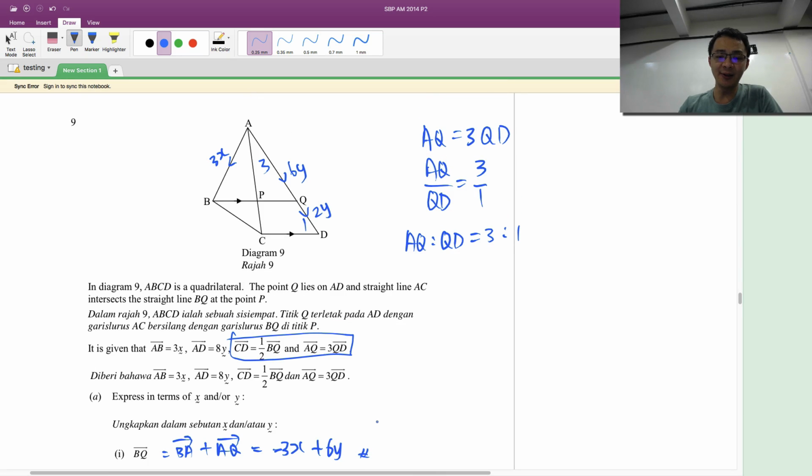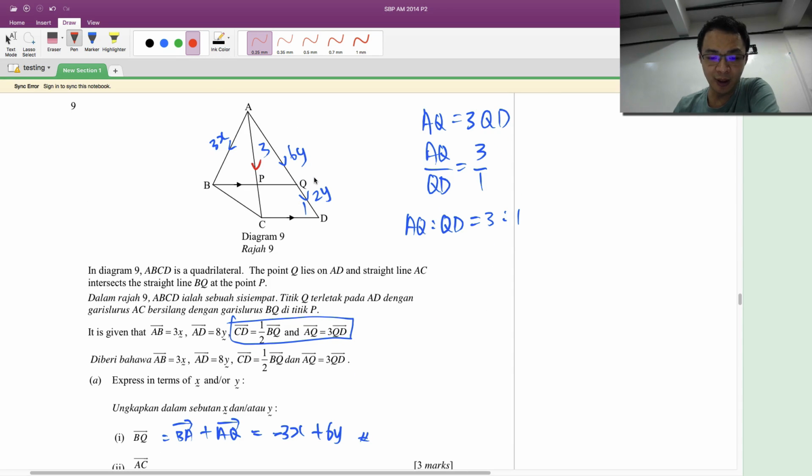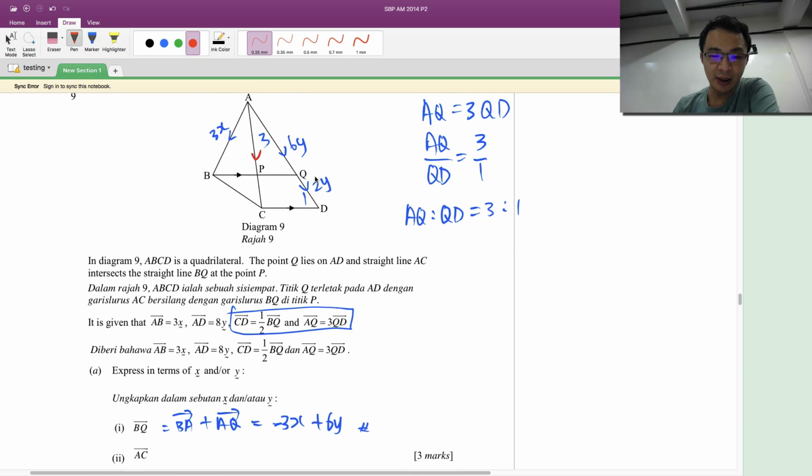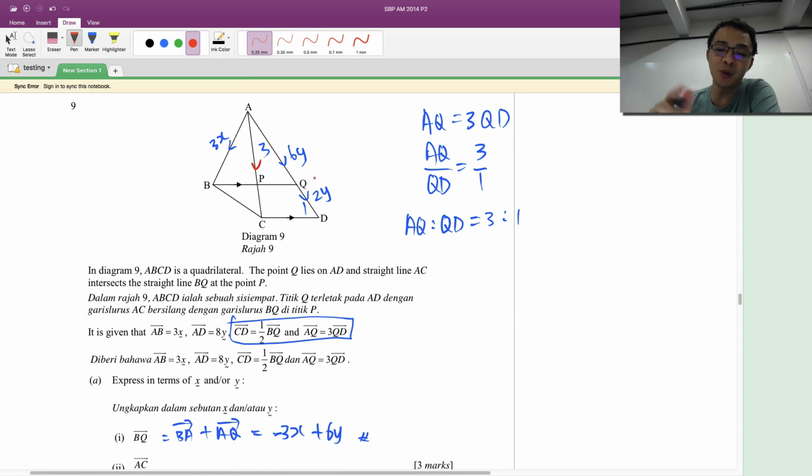Okay, then about AC. We want to find AC, meaning A to C. Of course, we will need to find, okay, AC. Let me see, what information do we have? Okay, because we know CD equals half of BQ, isn't it? So CD, I mean C to D, is half of BQ. So it will be half of negative 3x plus 6y. So therefore, it equals negative 3 over 2 x plus 3y. Okay, this is CD.